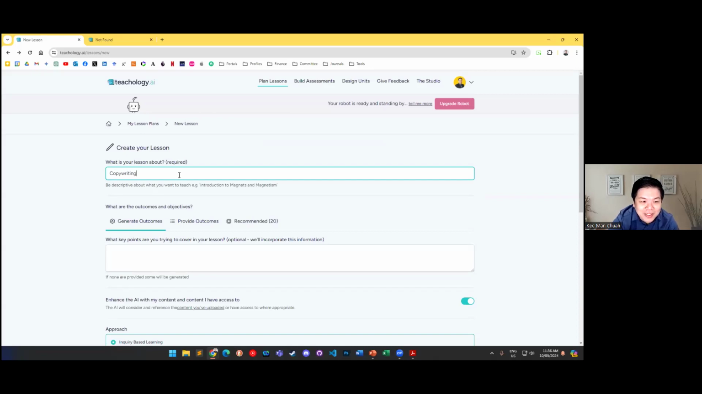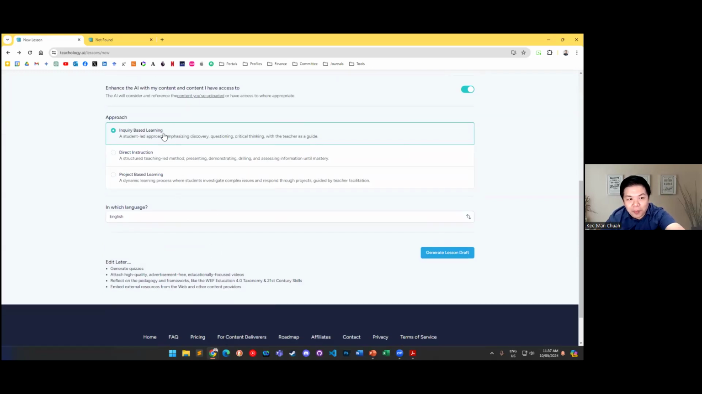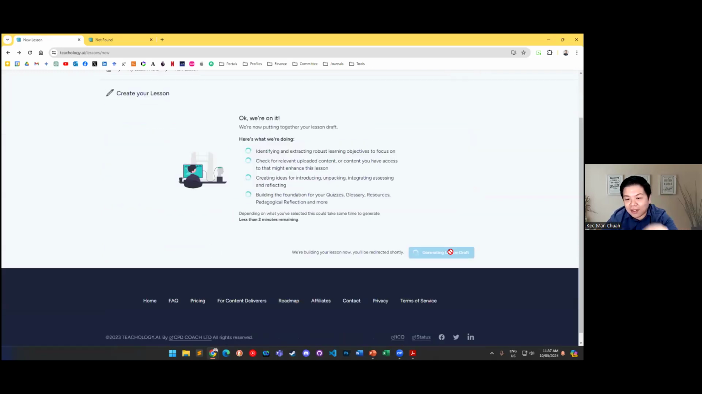I'm going to ask it to generate. Right. It will generate. And then you pick the approach, then click generate lesson draft. So it will do the magic for you. It will do all this ideation, and then you can check as it's generated. And because you have your own LO, your outcome, then you can align nicely. You don't have to do the manual alignment. All right. Just a quick one.